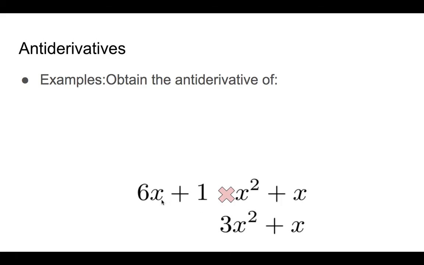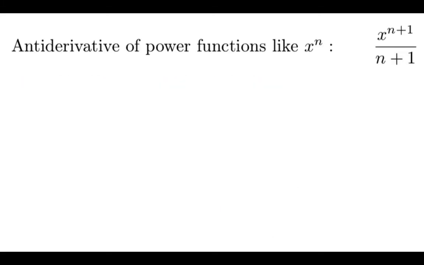So is there a formula, is there a way in which we can kind of put all this together and you wouldn't have to be thinking of what is the function that came before? Yep, of course there is. So the antiderivative of power functions like x to the n is going to be given by this fraction, x raised to the old power plus 1 and divided by that same number.